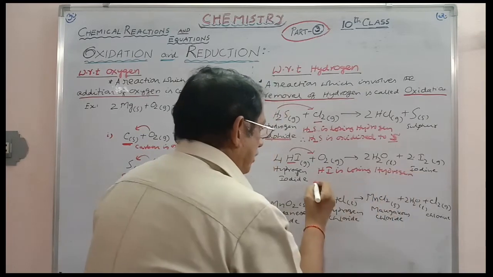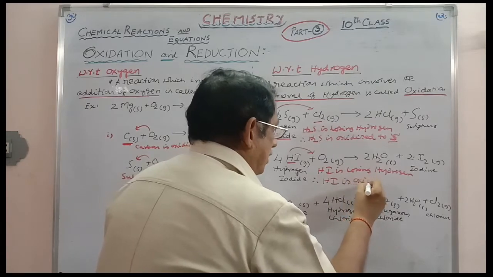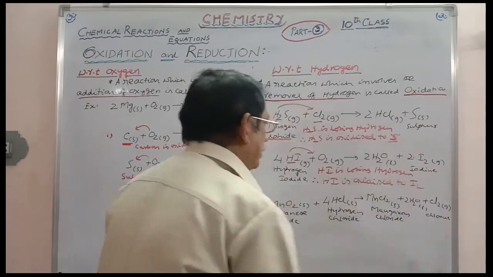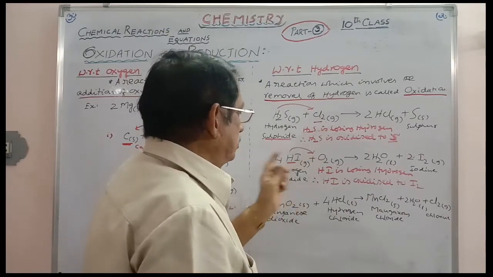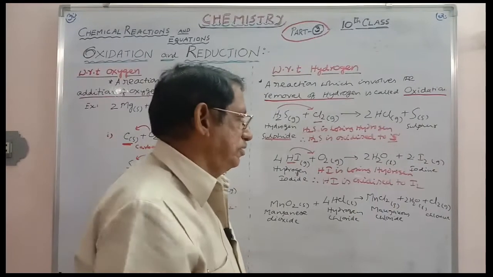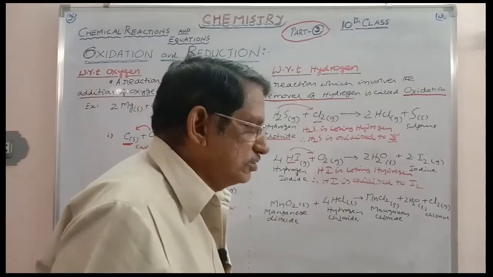Then what do you have to say? Therefore, HI is oxidized to I2. At the same time, O2 is taking hydrogen, therefore O2 is reduced to H2O. Redox reaction is there. Similarly, we can take MnO2 plus 4HCl.